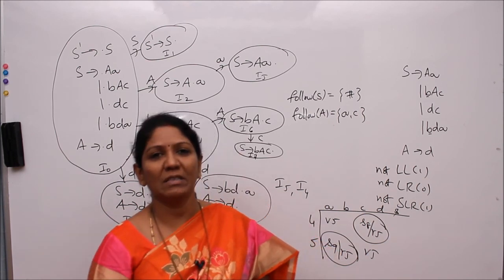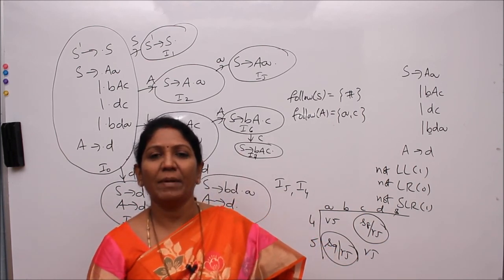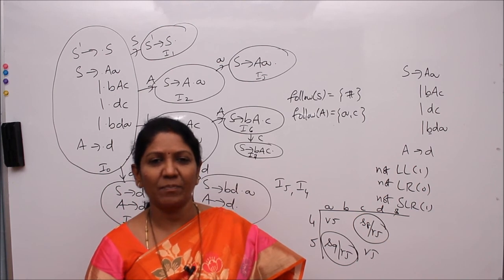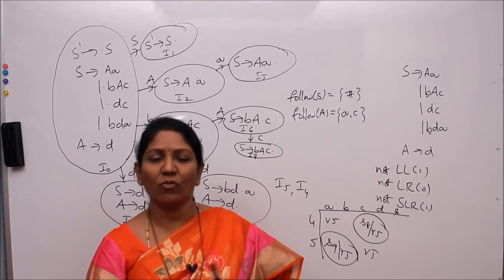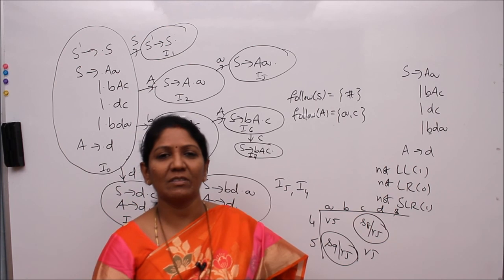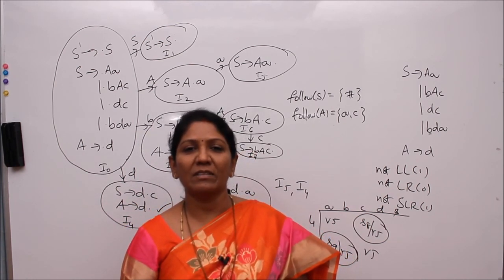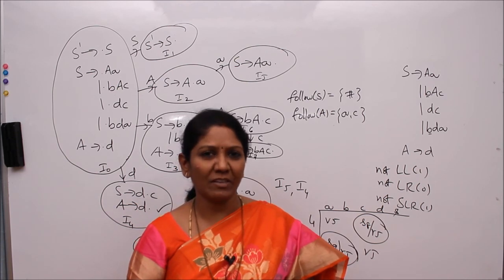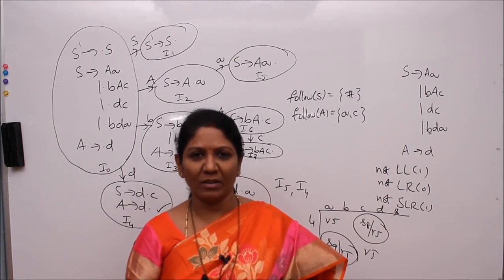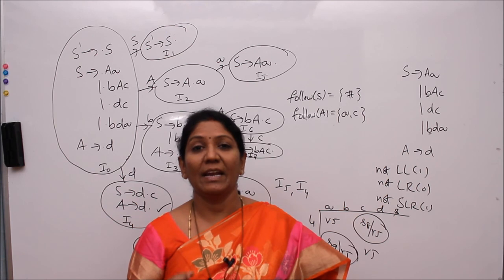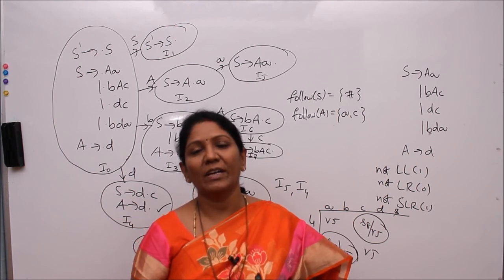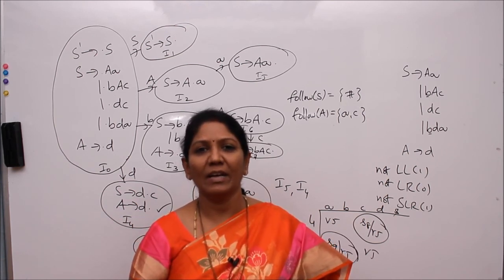Hence, to overcome this disadvantage, the better parsers are constructed with LR1 items. So far, we have discussed two parsers with LR0 items. Now what we have to do is construct the better parsers. The better parsers use not LR0 items, but instead LR1 items. So let us see what this LR1 item means.